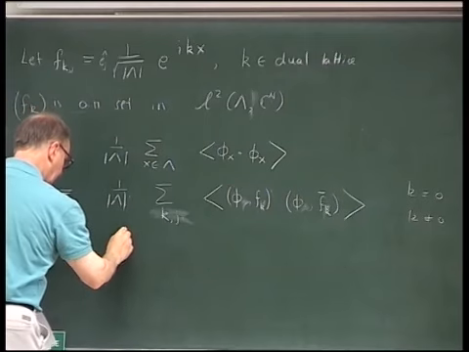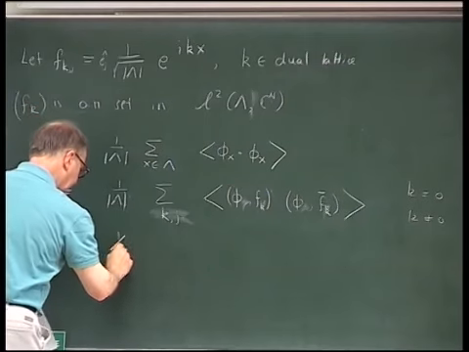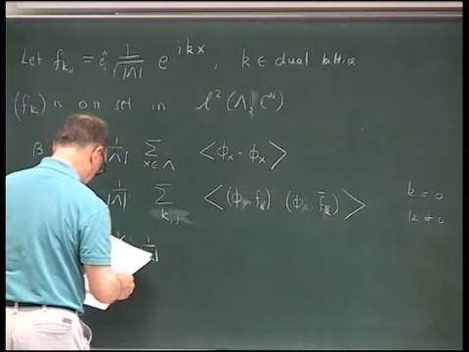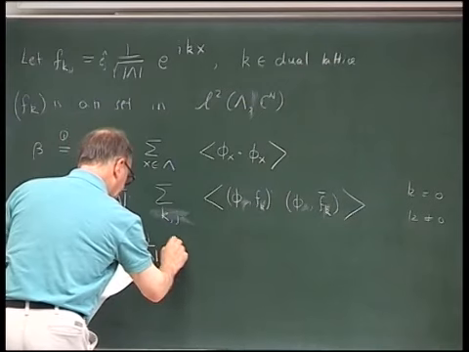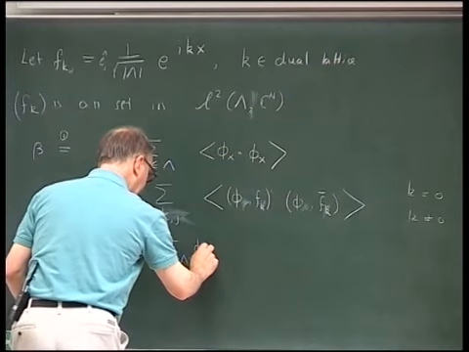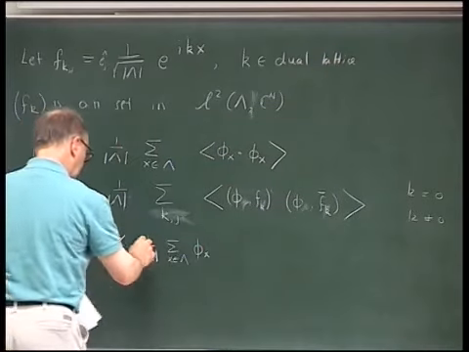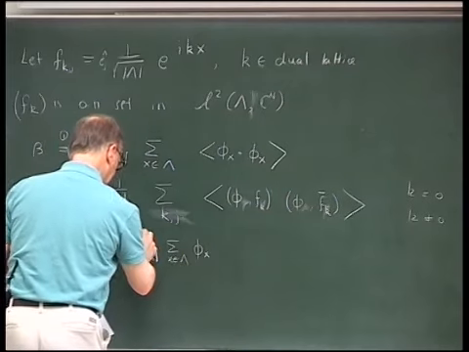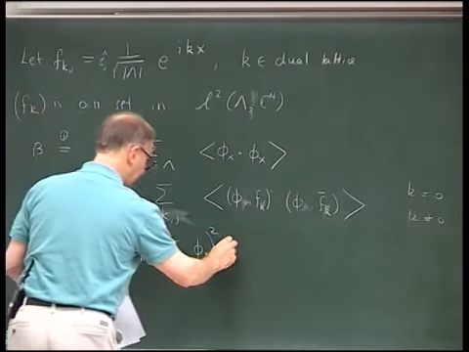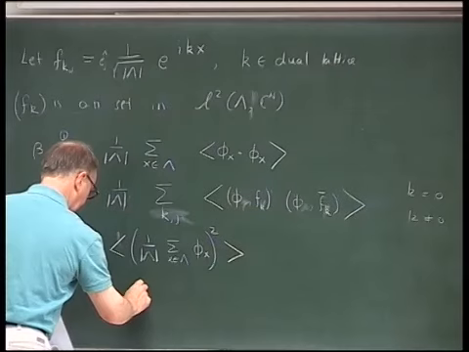So actually what you're going to get is the expectation of 1 upon lambda, let me write it out here, of sum over x in lambda of phi x dotted with itself. So I'll write that as squared. That square means dot product. This is the k equals 0 term.